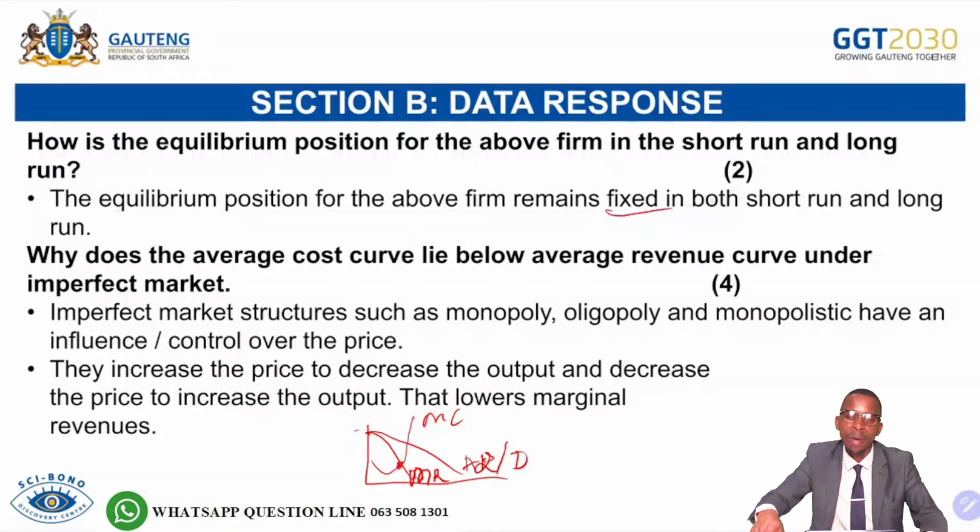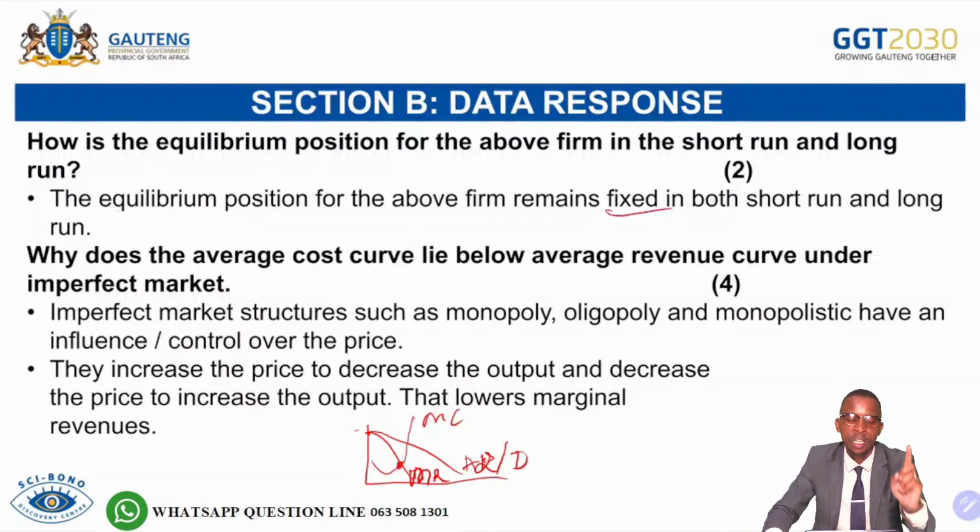Why? Remember, MR can be zero even if the firm is producing something, while AR can never be zero if the firm is still producing something. Therefore, AR and MR will never be the same. AR will always be above MR. That's why they split, because MR can be zero and negative, but AR can never be zero if the firm is still producing something within the market.